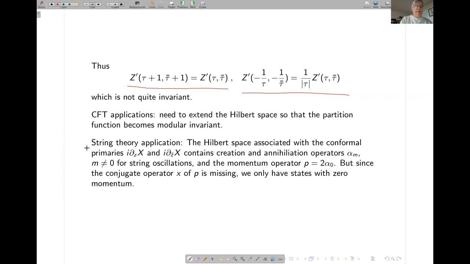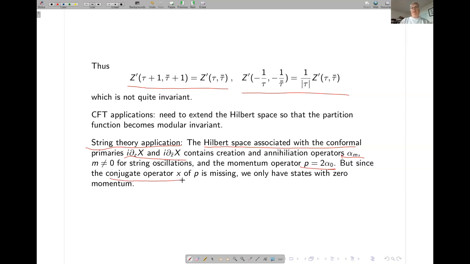Now, in our string theory application, it's plainly clear that we have forgotten something. And by remembering this, this will repair itself. Because what we have looked at is a Hilbert space associated with the conformal primary i∂X and its complex conjugate. So what operators does it contain? Well, it contains the creation and annihilation operators alpha_m and the momentum operator p, but since it is built from the derivative of X, it does not contain the operator X, which is the conjugate of p.